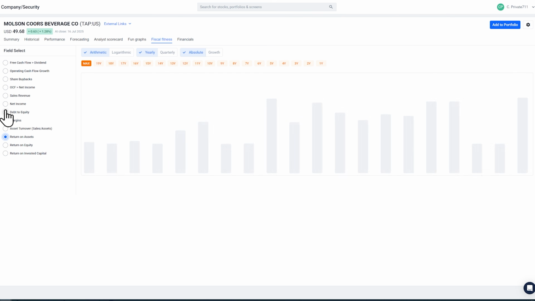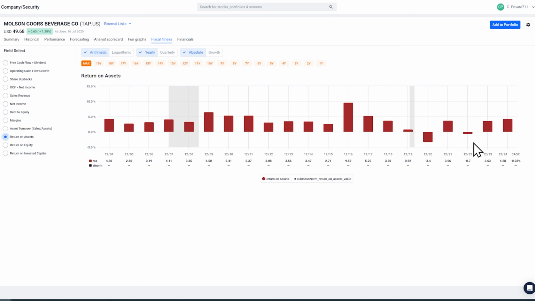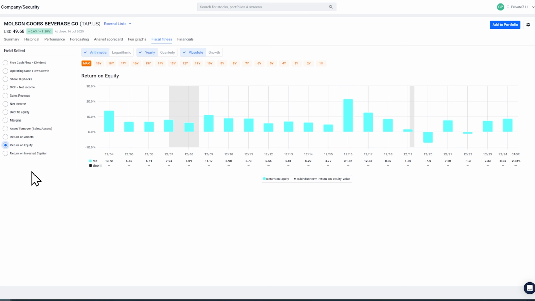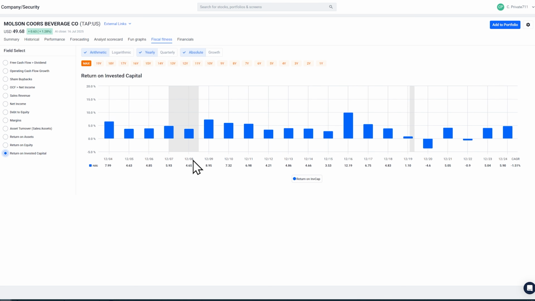Now, I can look at return on assets and see a very similar picture. I can look at return on equity and see a very similar picture. And I can look at return on invested capital and see a very similar picture. So something's going on here. What this does is it raises questions for me.